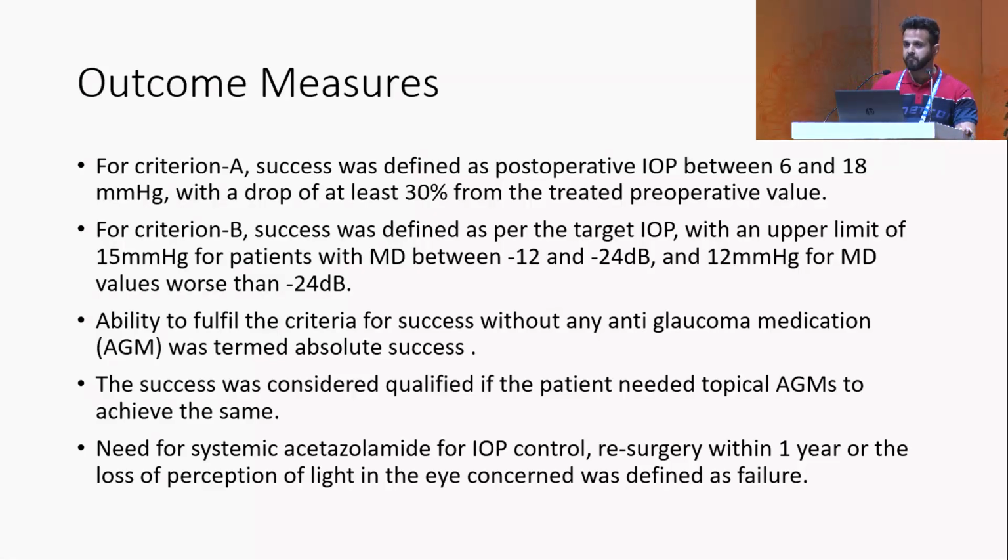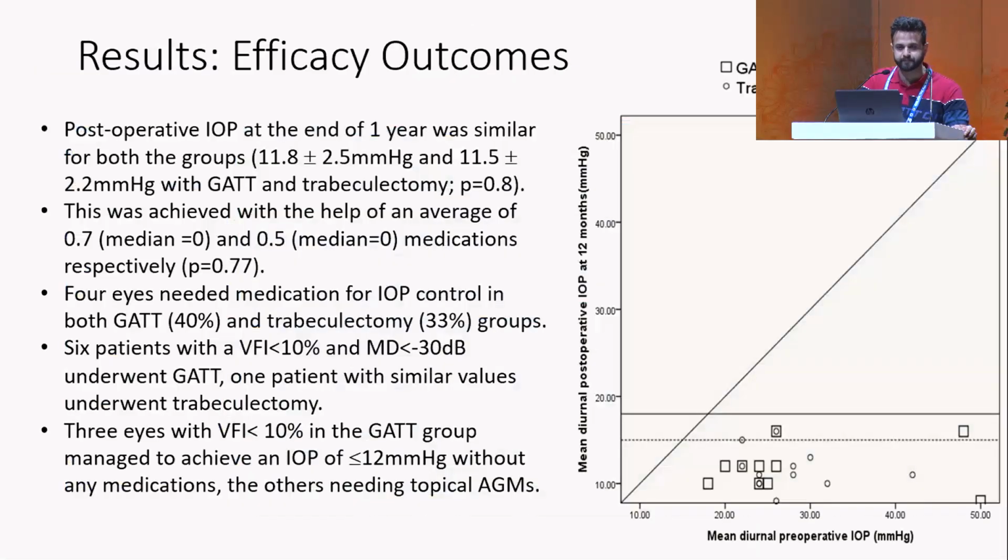For criterion B, we decided to separate into two groups depending on severity of glaucoma. For mean deviation between minus 12 and minus 24 decibels, the upper limit was set as 15 millimeters of mercury, and for those who had a mean deviation worse than minus 24 decibels, an upper limit of 12 millimeters of mercury was set. Please note that there was no criterion for a percentage reduction or number of medications using criterion B. So the ability to fulfill these criteria without any glaucoma medication was considered absolute success, and the need for glaucoma medications for control was considered qualified success.